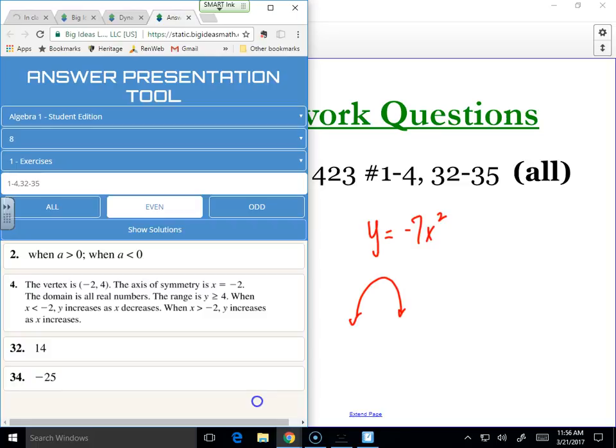So it is negative. If it's a 0, 0 times x squared is 0. The x squared isn't there. It's not a quadratic. It's actually going to be probably a line.